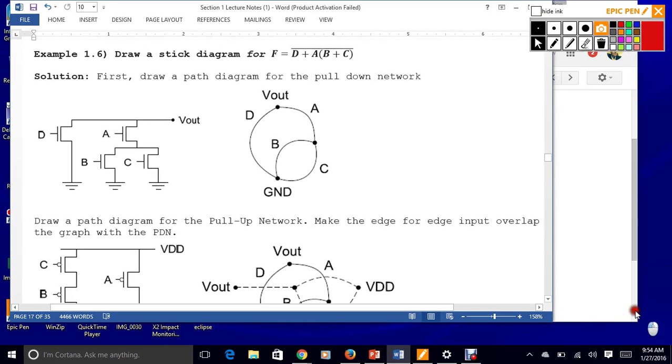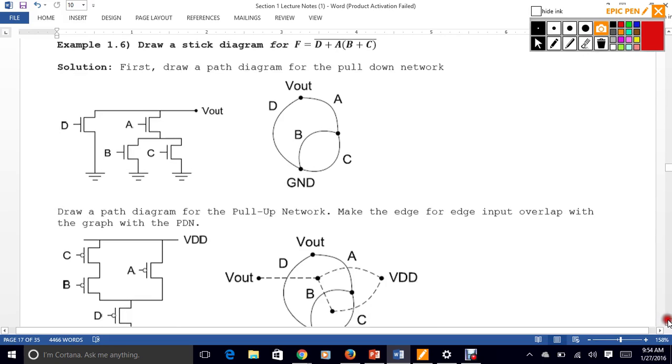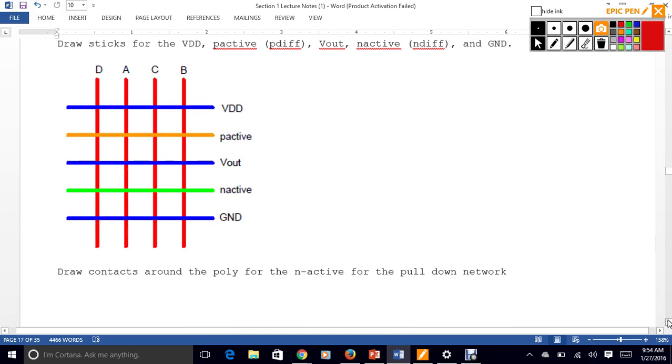Scroll down here. Okay, so remember that little stage I had before you actually draw the paths on there, where you draw your inputs as polysilicon. So we have D, A, B, and C. The reason I ordered it this way is because in both instances, you want to try to minimize the crossing as much as possible. In this case, they always seem to be starting at D or ending at D, right? So I put D as the first one. I put C and B together because they're always in series or parallel depending on pull up or pull down network. Then they have to go through A.